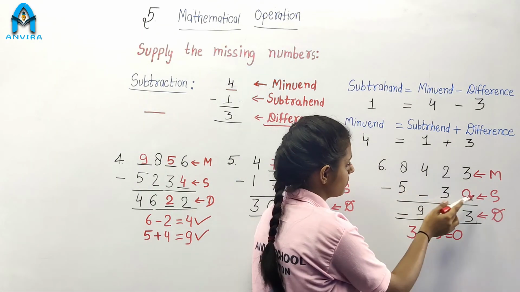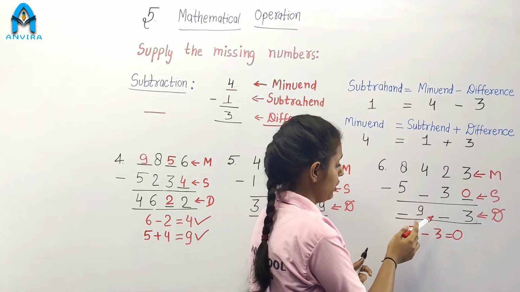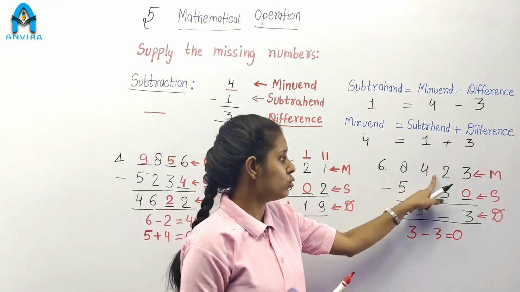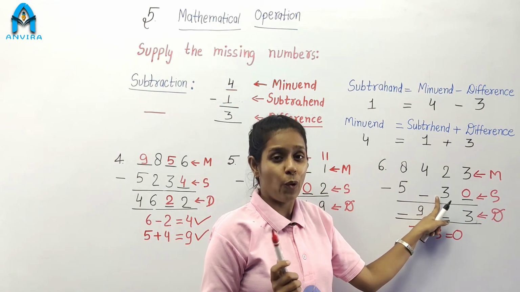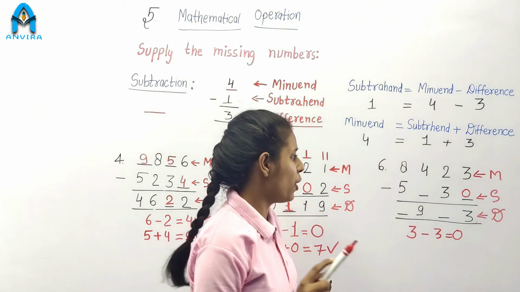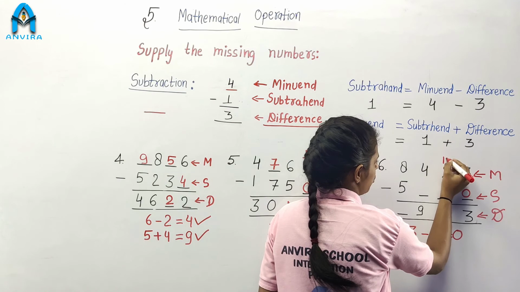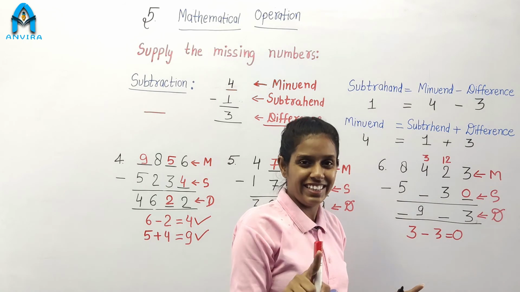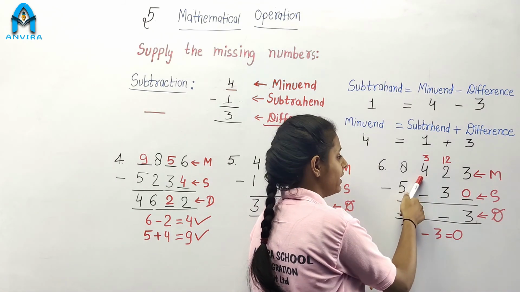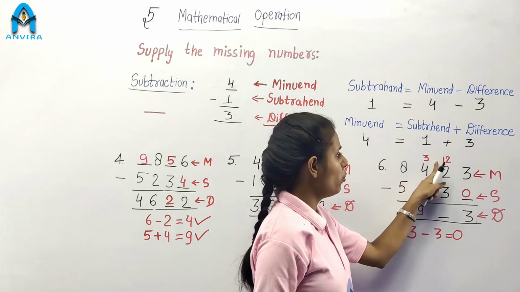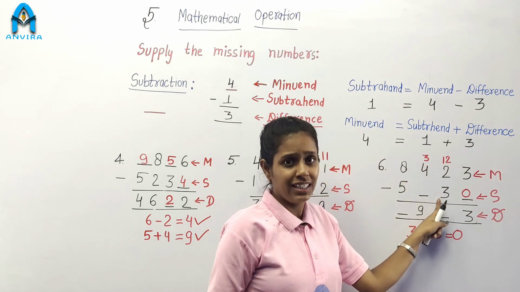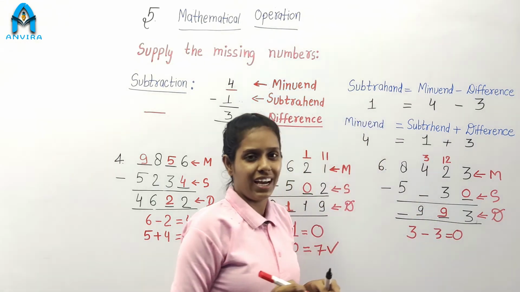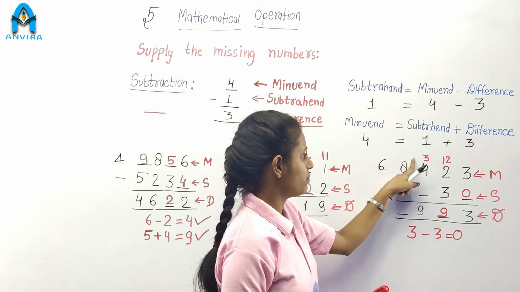Minuend is given, subtrahend is also given, and the difference is missing. Is it possible that 2 minus 3? No. What do we have to do? We have to do borrowing. So it becomes 12 and it becomes 3 because we borrowed 1 tenth. So 12 minus 3 is equal to 9. So our answer is 9. Let's go to the next.